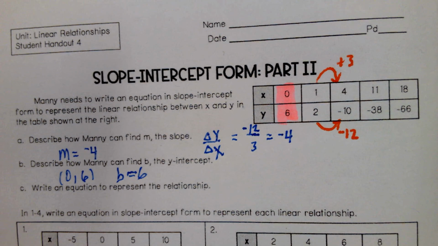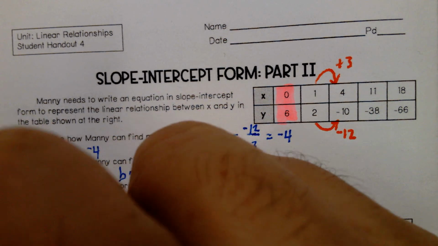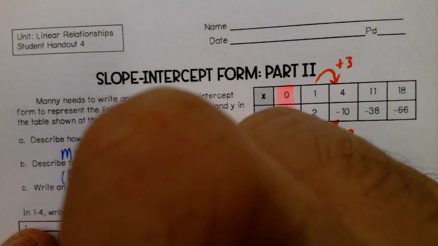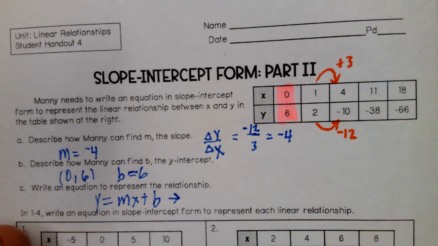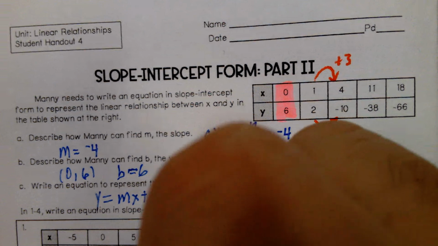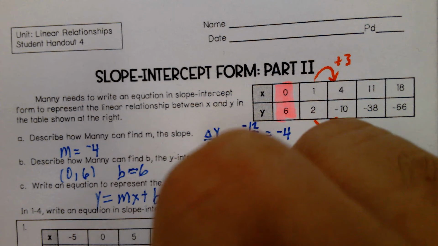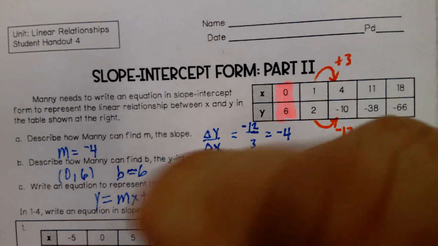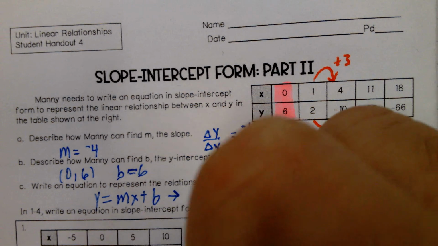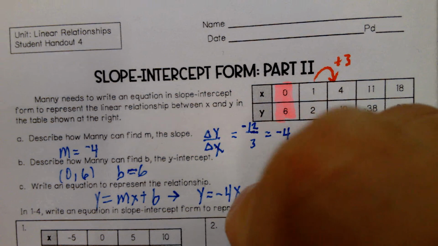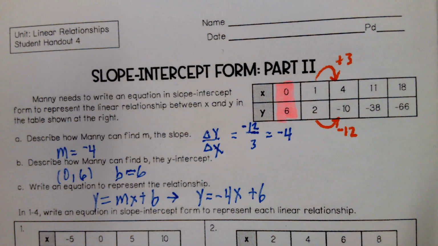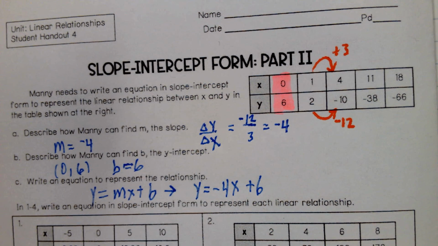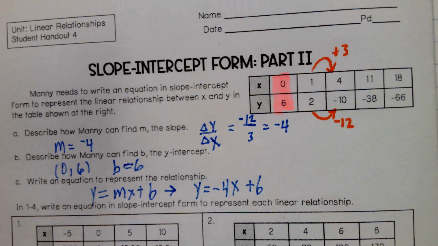So now let's write the equation. Remember, it's in y equals mx plus b form. So the equation is going to be y equals, instead of m, we'll write in negative 4, x plus 6. Okay. And there's our equation in slope-intercept form.